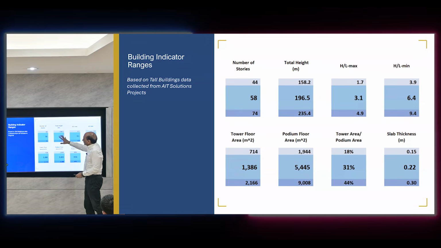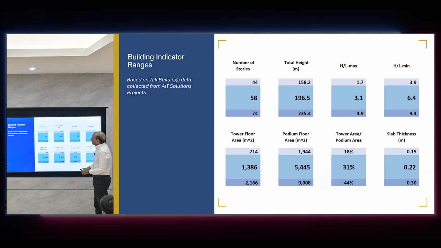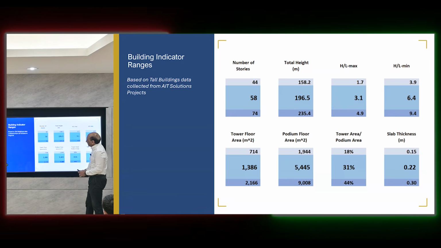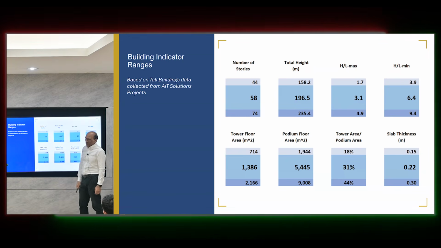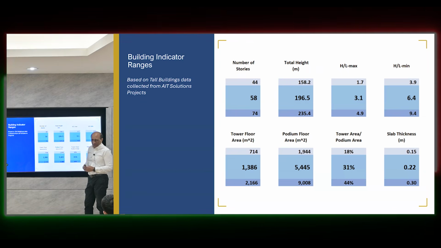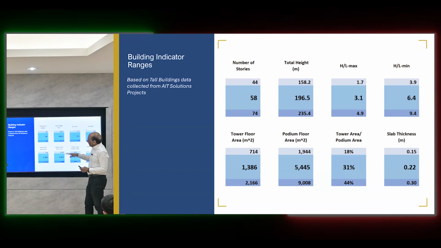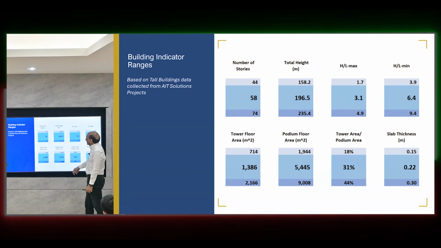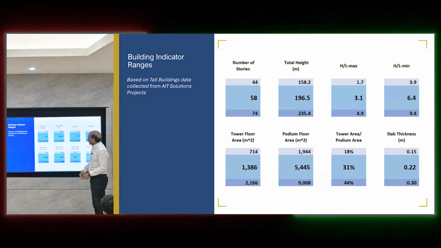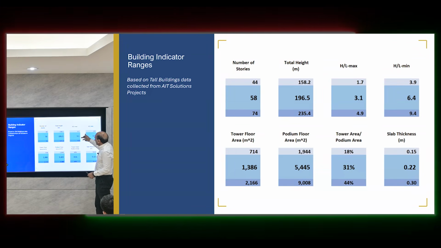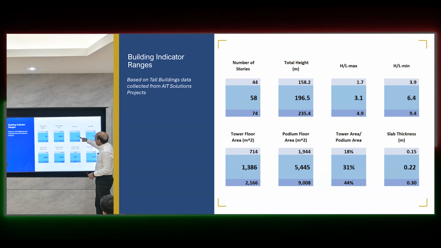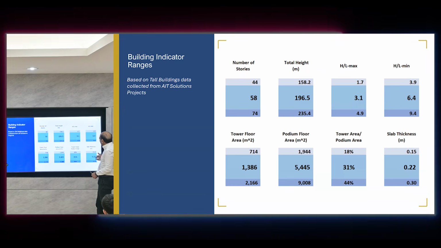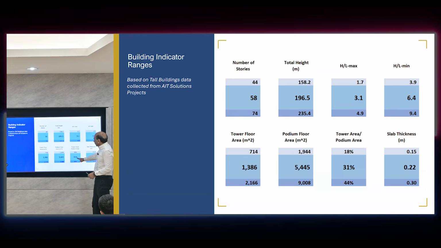This is some numbers for you, just roughly. This is the average numbers from some data that we have. This is the average number of floors for that data. Let's say this is the project done by AIT, about 5, 6 years ago. Based on that data, average building floors were 58. Average height was 196 from those projects. And height over L max is 3, which is very low, not very tall. Minimum this one. Then slab thickness, average this one. Tower area over podium area, this one.